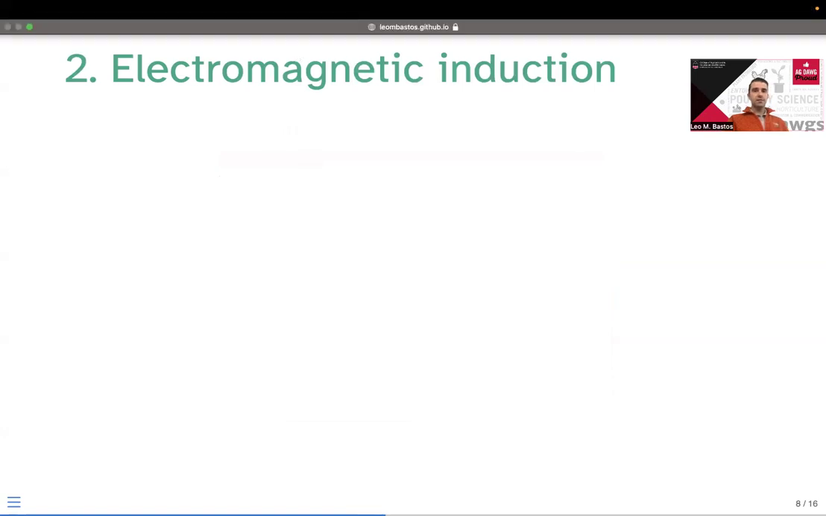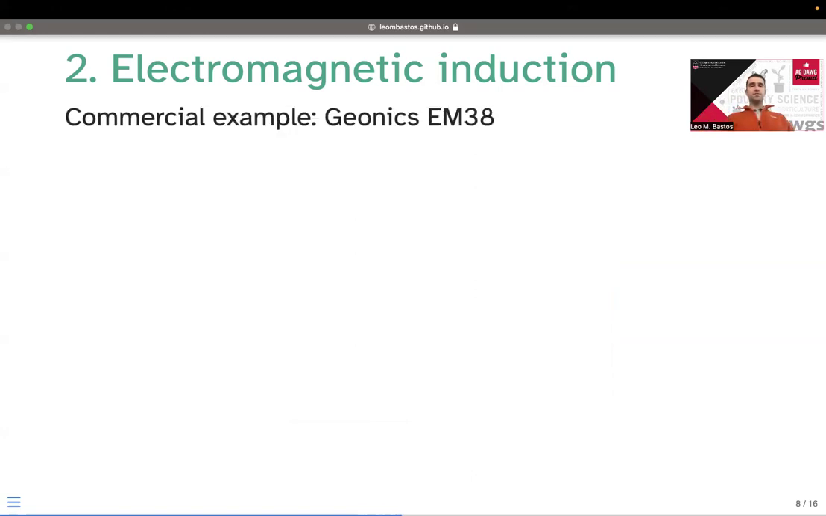The second method here is electromagnetic induction. This is also popular, perhaps the second most popular one in precision ag applications. So one commercial example of this is a product from Geonics. I'm just giving you one model here, the EM38. There are different models. There's also another commercial example called DUALEM, or Duo-EM. I'm not sure how they pronounce that, but it sounds like Duo-EM.